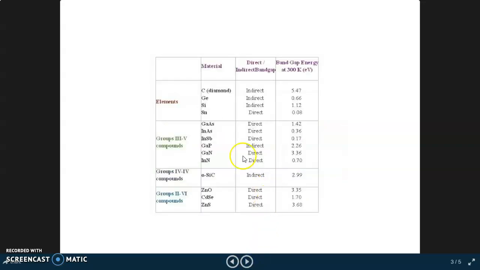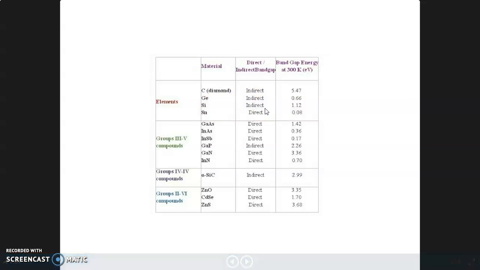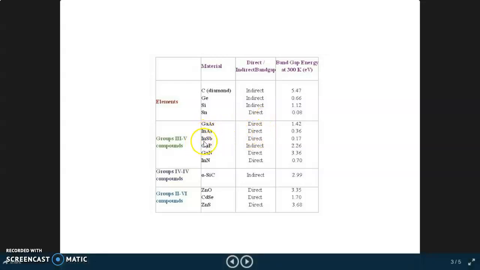Now you see, these are the examples for direct and indirect semiconductor materials. Elements germanium and silicon are indirect bandgap materials. So germanium and silicon are used in integrated circuits because they can't emit light; since they are indirect bandgap semiconductors, it is not possible for them to emit light. So they are used in integrated chips. But gallium arsenide, indium arsenide, gallium nitride, these are direct bandgap materials. These materials are used in LED, laser, etc. because they will emit light.